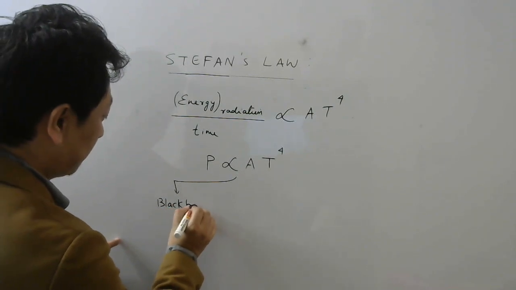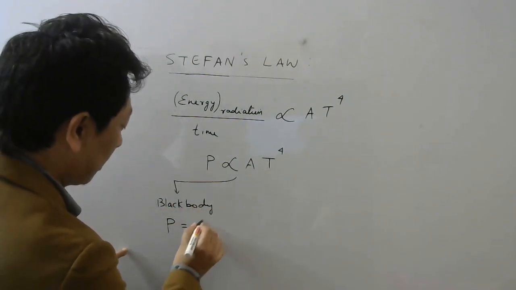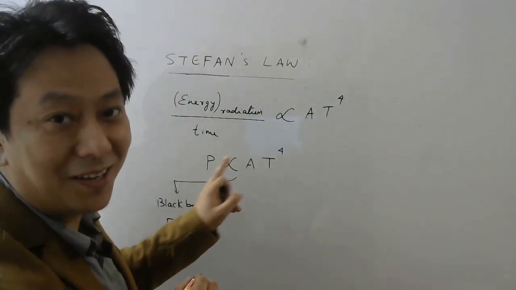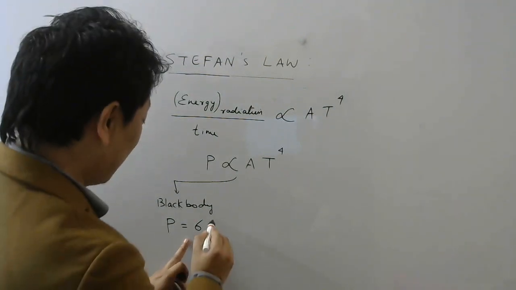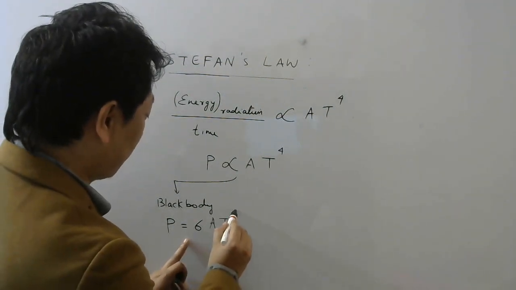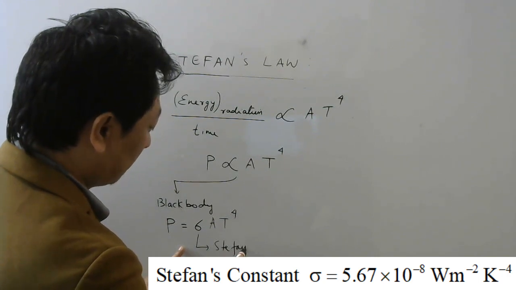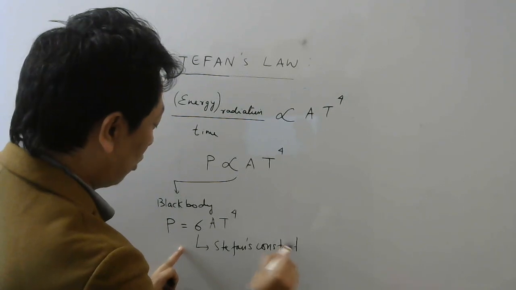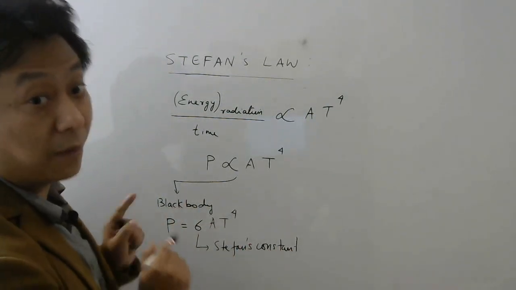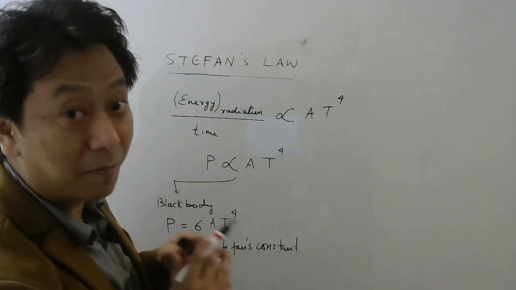becomes P equals to some constant will come, right? Whenever proportionality becomes equal to, we put a constant of proportionality times A T power 4. This constant is called Stefan's constant. Okay. Now this is how we write the formula for a black body. So P represents the thermal power emitted by a black body.